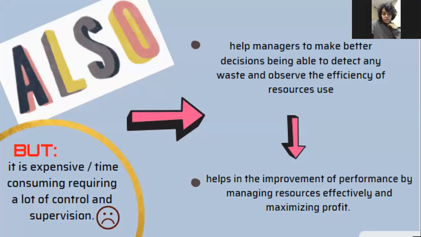Not only that, but also the ABC system helps managers to make better decisions, being able to detect any waste and observe the efficiency of resource use, which helps them improve performance by managing resources effectively and maximizing profit. We have only one disadvantage, which is that the cost of implementing such a system is expensive and time-consuming, and that requires a lot of control and supervision.